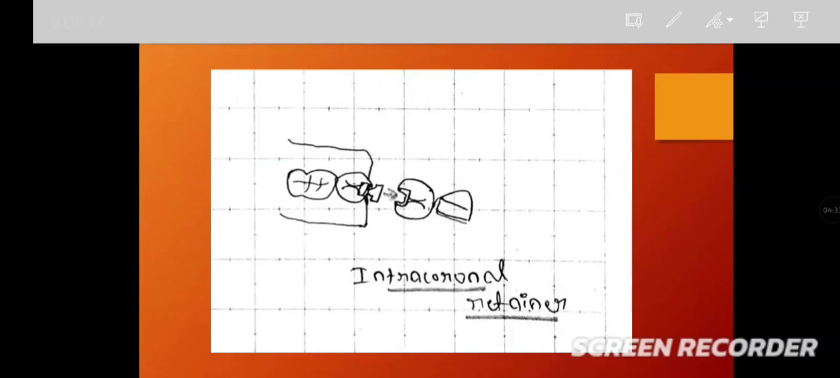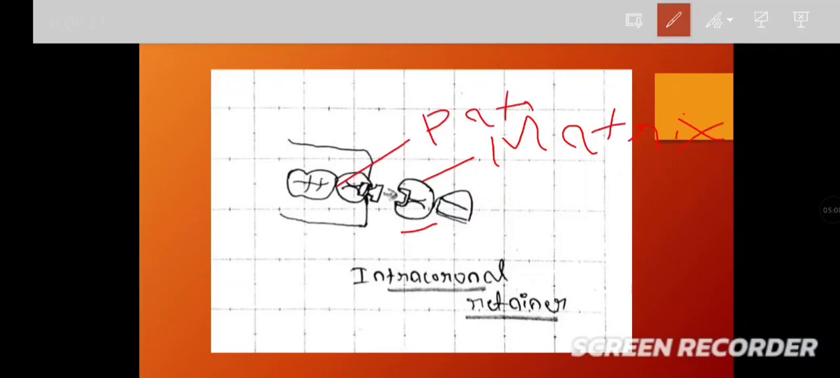But intracoronal retainers are different. They are contained entirely within the contour of clinical crowns, for example, complete coverage crowns. In this picture, you can see the assembly of intracoronal retainers. It consists of patrix and matrix. The one which is enclosed in the abutment is the matrix, and the one which is enclosed in the removable partial prosthesis is called the patrix. They will get locked like this.